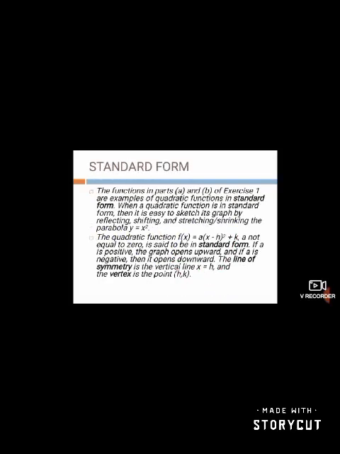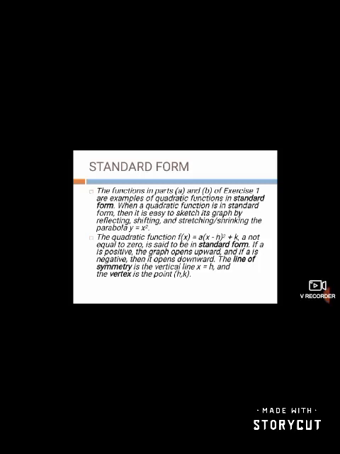The functions in parts A and B of exercise 1 are examples of quadratic functions in standard form. When a quadratic function is in standard form, it is easy to sketch its graph by reflecting, shifting, and stretching or shrinking the parabola y is equal to x squared. The quadratic function f of x is equal to a times x minus h squared plus k, with a not equal to 0, is said to be in standard form.